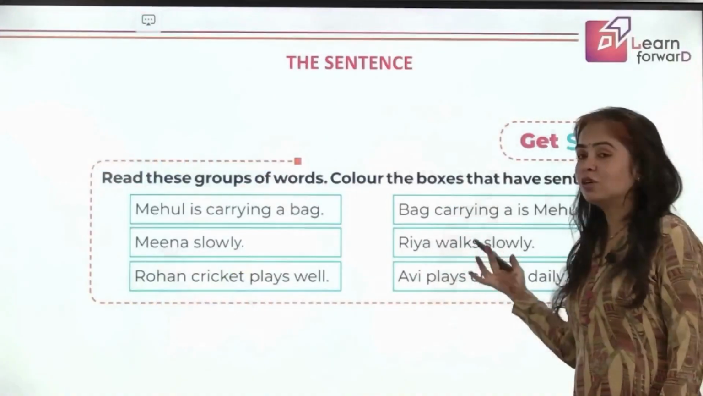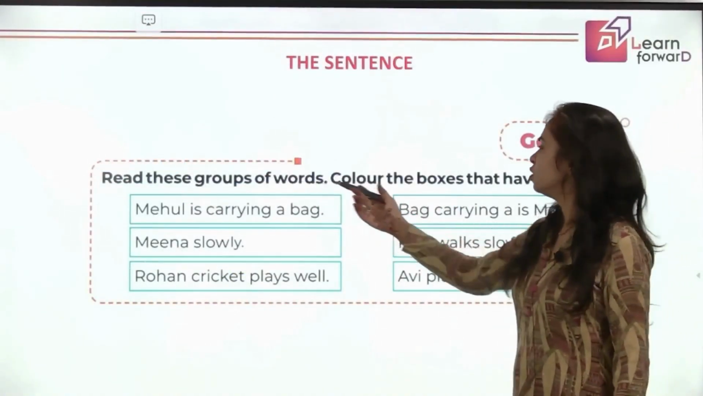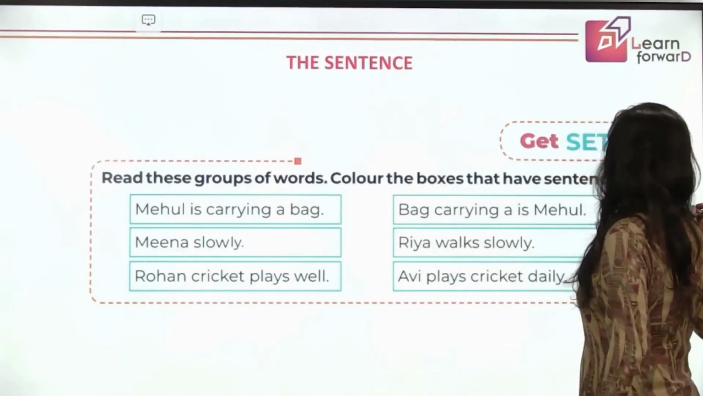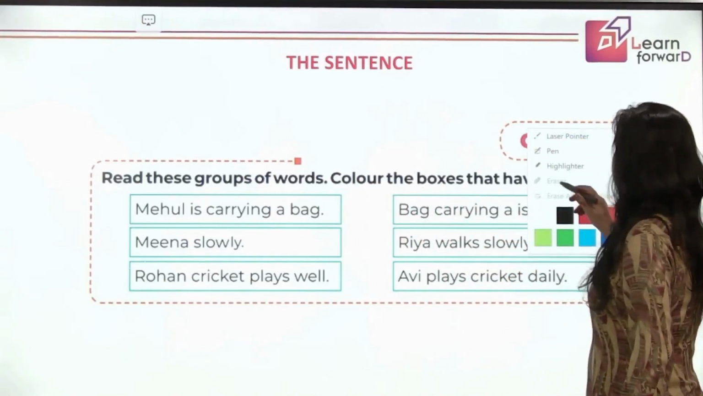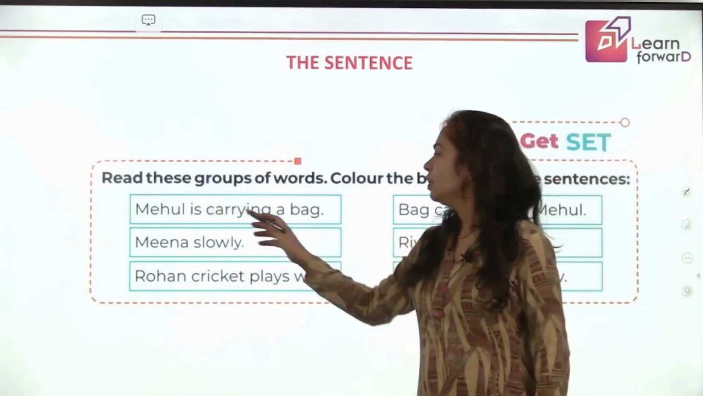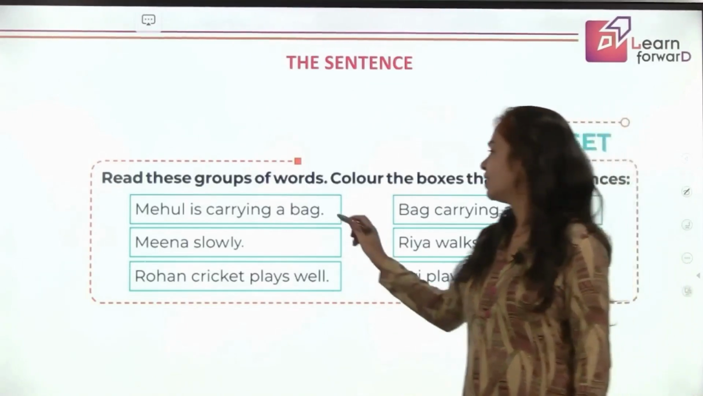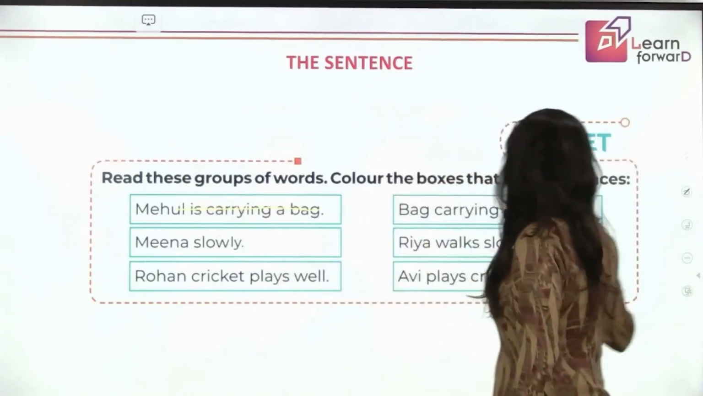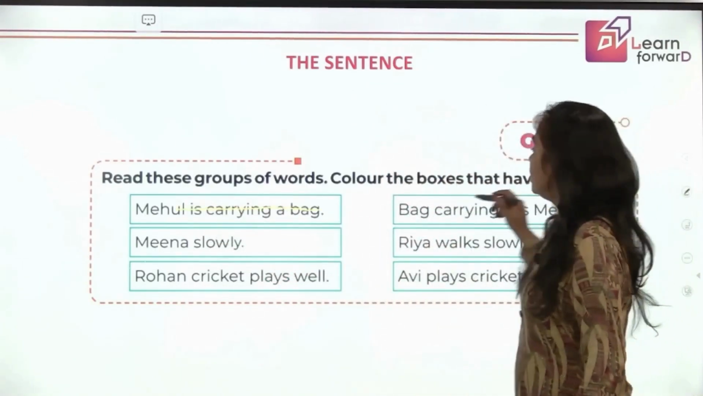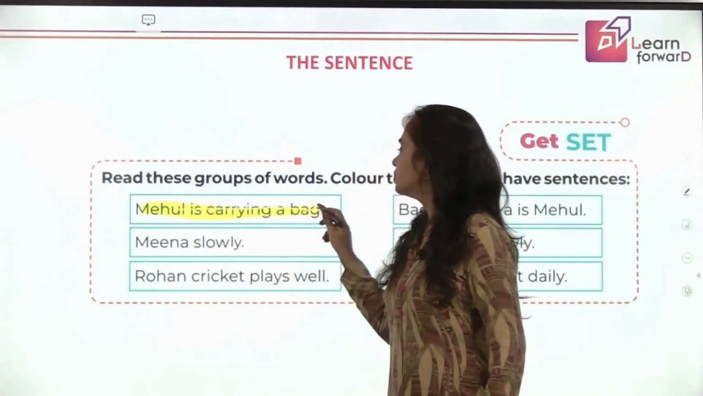Which of these groups of words are actually sentences? So we have these groups of words. Color the boxes that have sentences. So which of these are sentences, you have to tell. Mehul is carrying a bag. Do you think it's a sentence? Oh yes, that's wonderful. So Mehul is carrying a bag is a sentence.